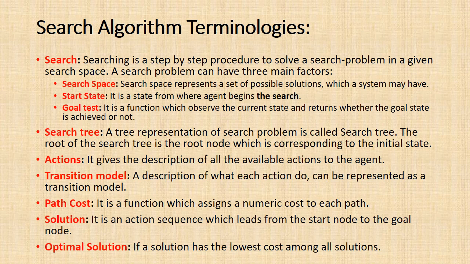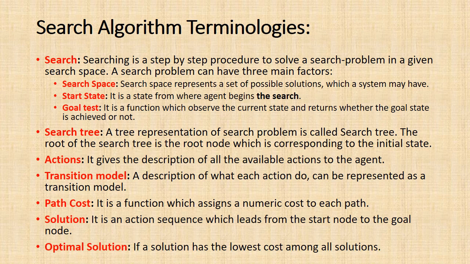Goal test: it is a function which observes the current state and returns whether the goal state is achieved or not. Search tree: a tree representation of a search problem is called a search tree. The root of the search tree is the root node, which corresponds to the initial state. Actions: it gives the description of all the available actions to the agent.